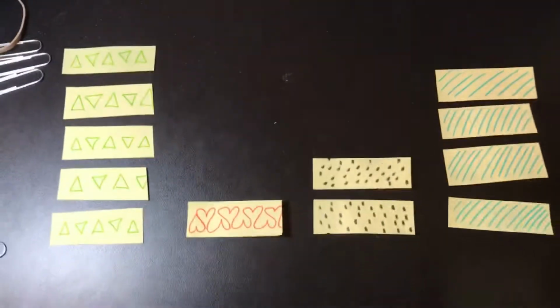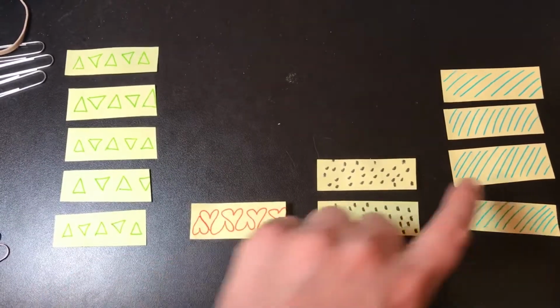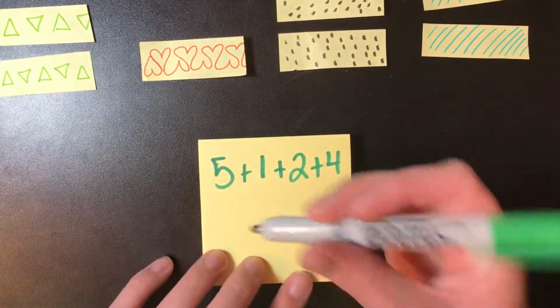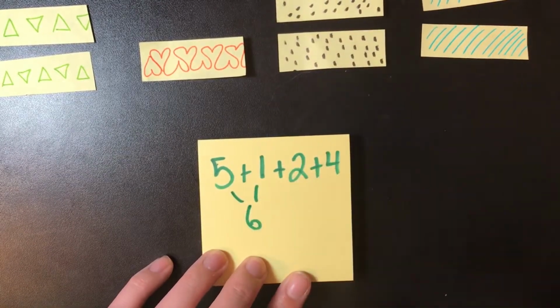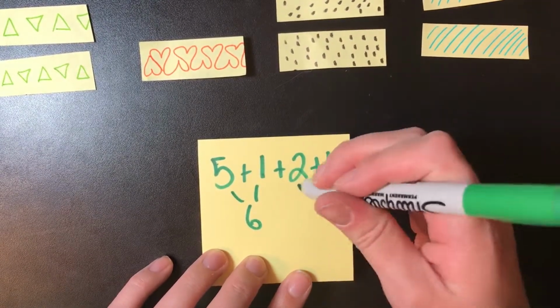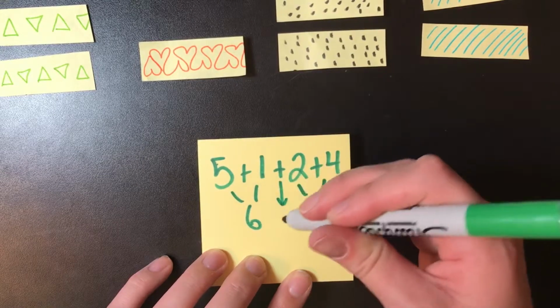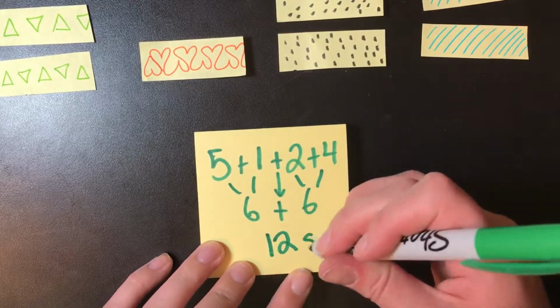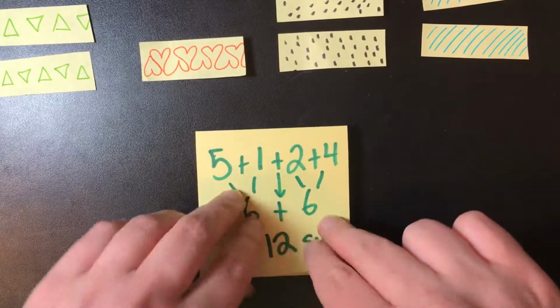So I'm going to show you again. I had 5, 1, 2, and 4. So those are my values. I'm going to add them up. 5 plus 1 is 6. 2 plus 4 is 6. Drag that guy down. 6 plus 6 is 12. So that's my sum. So I'm going to tuck this to the side.